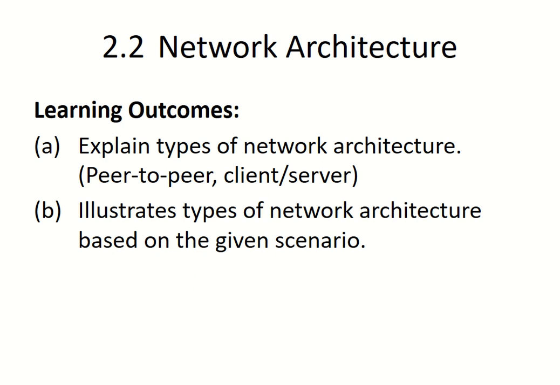Today we are moving on to 2.2 network architecture. For this subtopic, the learning outcomes: students must be able to A, explain types of network architecture, that are peer-to-peer and client-server. B, illustrate types of network architecture based on the given scenario.